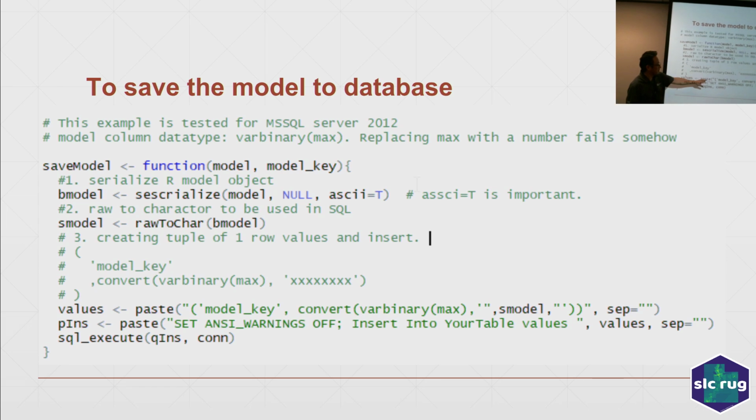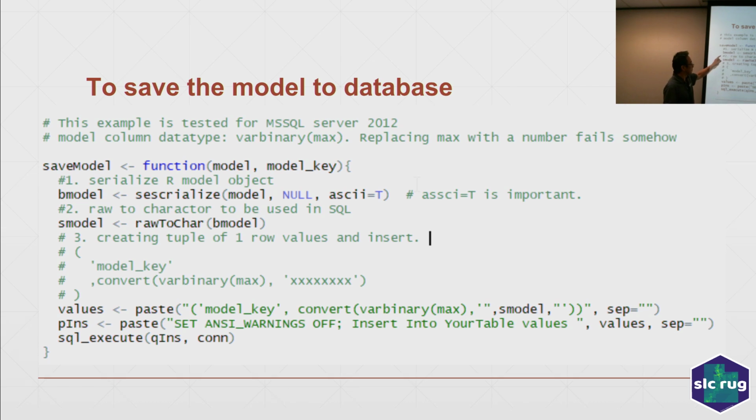Okay, so this is what you want to do, and this code is creating this record here. You're pasting strings, but basically you're creating one row of the table, and then you get that one row in values, and you create the SQL code: insert into your table values in this tuple. And if you execute that, it will insert this. First your model is character, but you're using this SQL convert function to finally convert it to the binary and save it to the database.